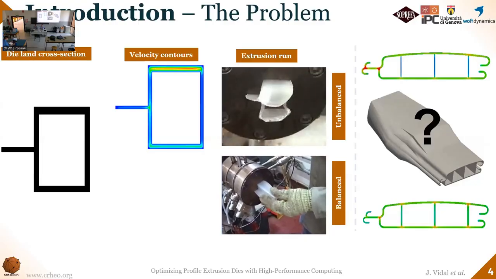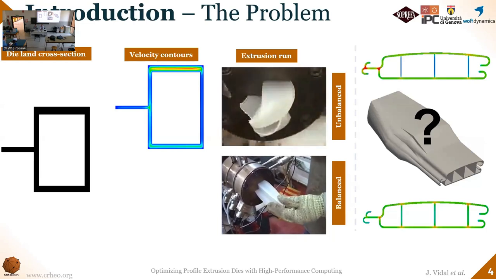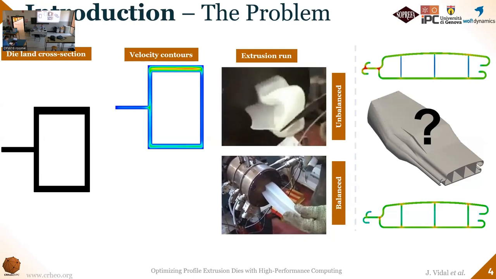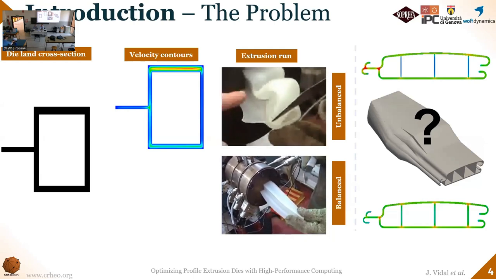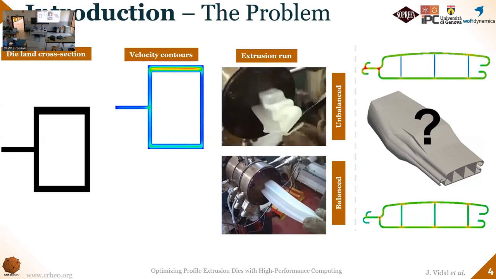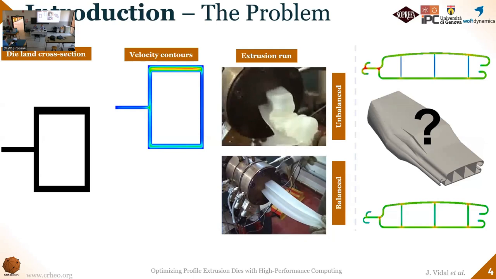So first of all, a quick explanation of the challenge, of the problem we have to solve. When designing profile extrusion dies, one of the main issues is that we need to balance the flow inside the channel. Balanced flow means the material needs to emerge from the tool at a controlled balanced velocity. Otherwise, what will happen is what we see on the top movie. It's not possible to obtain the desired profile.